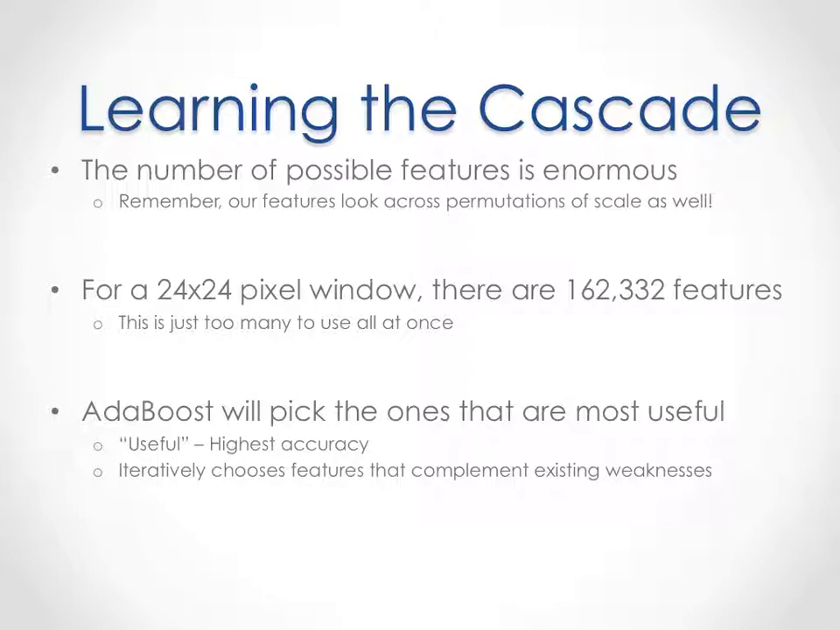So what AdaBoost does is it picks the ones that are the most useful. When we say useful, we mean they have the highest accuracy, even if the accuracy is kind of terrible, right? Even if the absolute best we can do is like 70% accuracy or something like that, it'll choose those ones first. And it will then iteratively choose features that complement the weaknesses of the already chosen features.